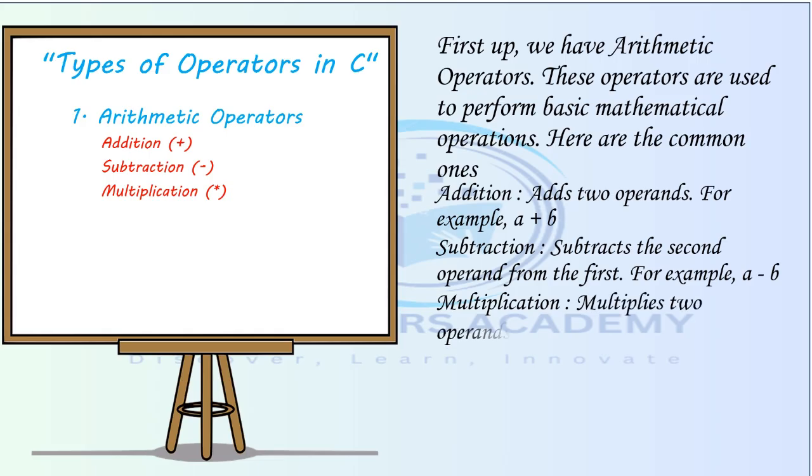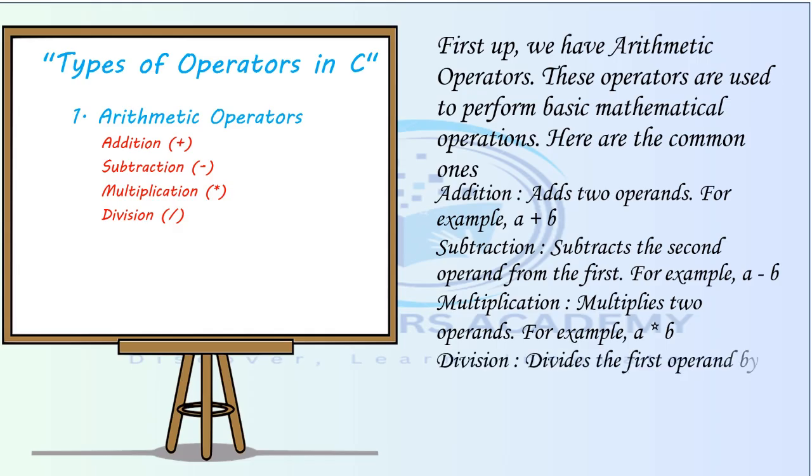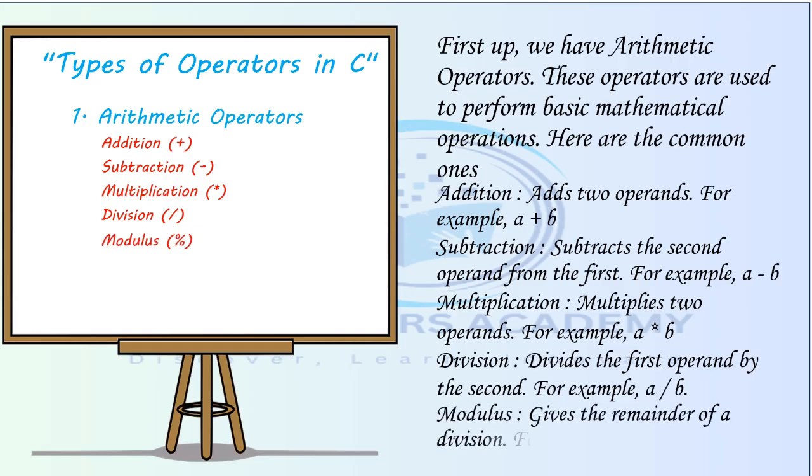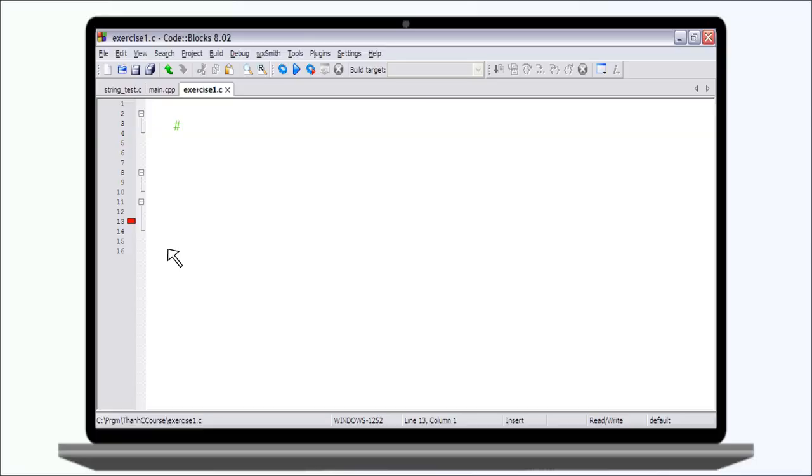Multiplication multiplies two operands, for example, a multiply by b. Division divides the first operand by the second, for example, a divide by b. Modulus gives the remainder of a division, for example, a modulus b.